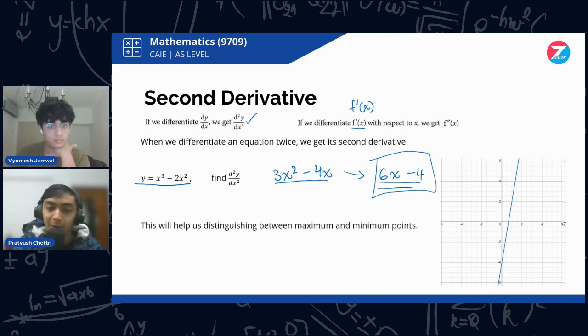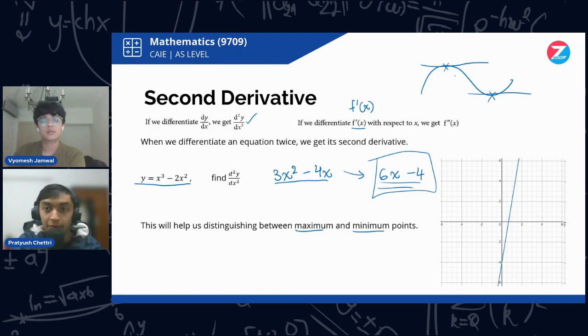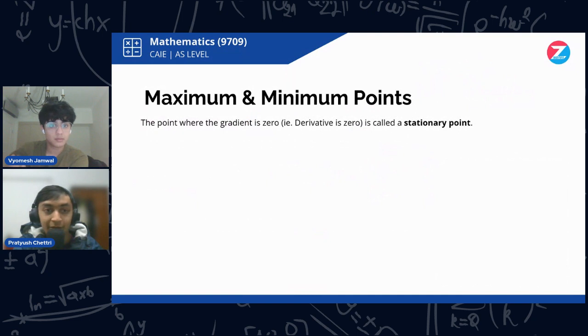You might think, why would we ever need this? But it is useful. It will help us distinguish between max points and min points. Remember, we looked at stationary points, where the derivative is zero on the curve. Well, sometimes there's two types, three actually, but we only need to do two. We'll look at that next slide. It might be a maximum or a minimum. Let's see what that is.